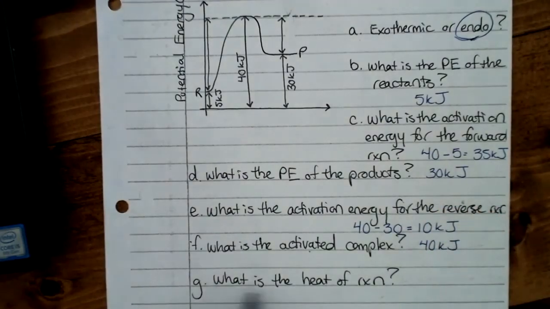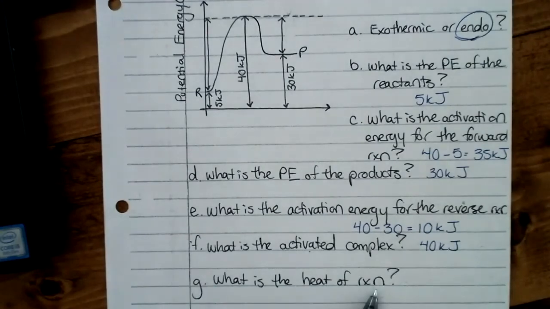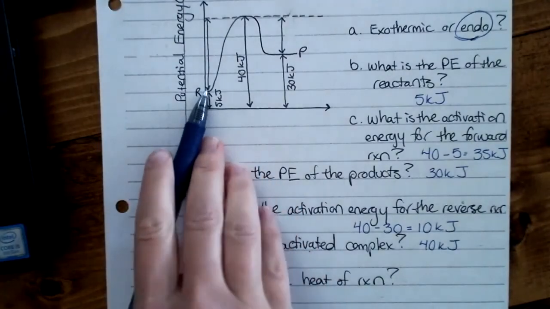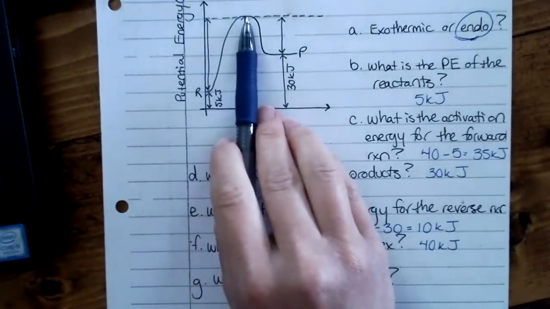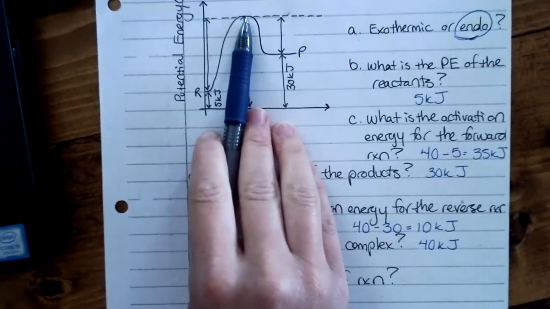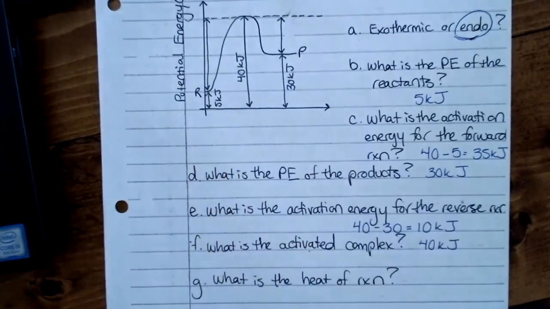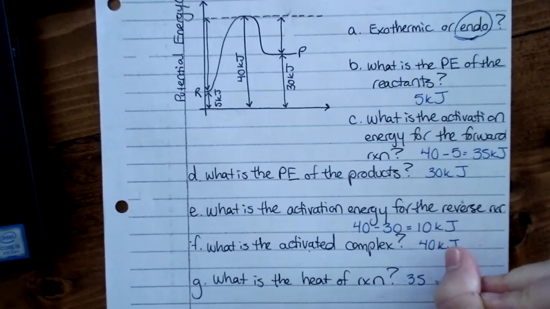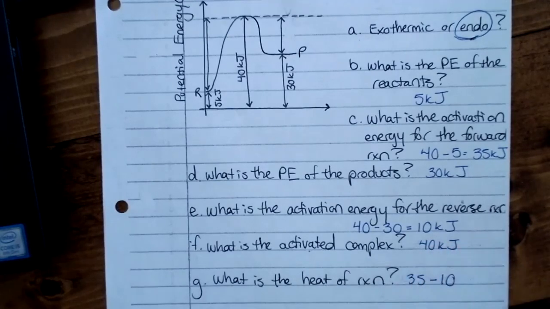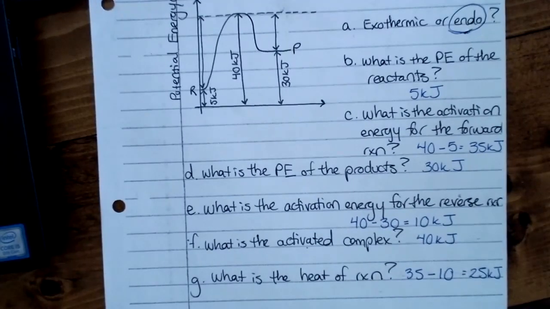And then G, what is the heat of reaction? Remember, that's the net amount gained or lost. Well, if we look at how much they gained, remember that's the activation energy. So they gained 35. How much did they lose? They lost 10 of that. So if you take 35 and you subtract the 10 that they lost, you get 25. So 25 kilojoules is the heat of reaction for this equation.